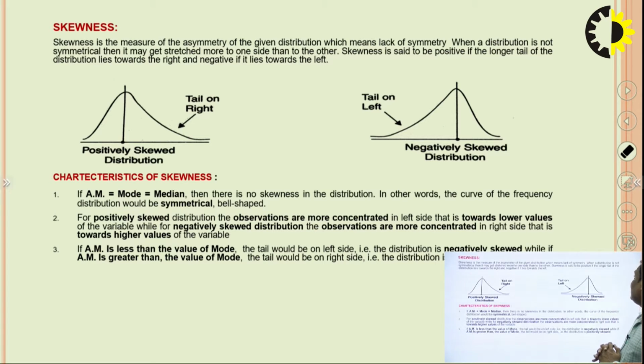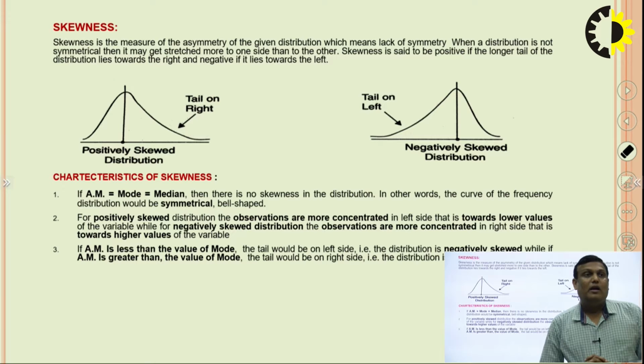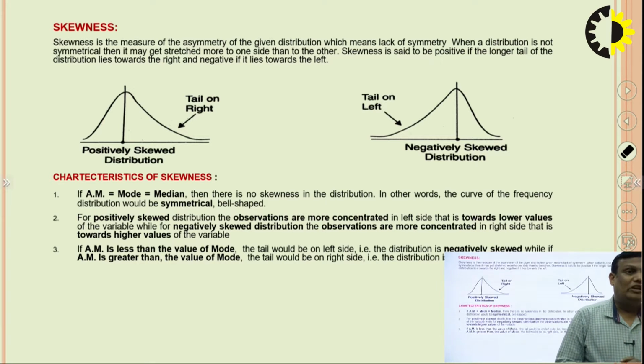Skewness is said to be positive if the longer tail of the distribution lies toward the right, and negative if it lies toward the left. Skewness has two types, positively skewed and negatively skewed.